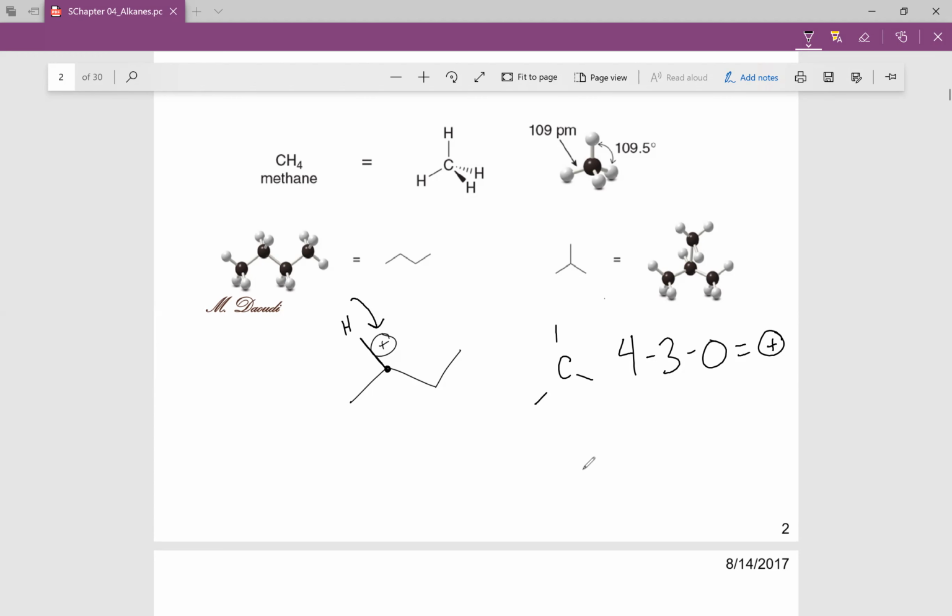Alternatively, if we have a carbon that has a lone pair, so let's say that this one has a negative charge right here, it'll have a lone pair because 4 minus 3 bonds minus 2 electrons in the lone pair equals a negative charge. So if you see charges like plus or minus on a carbon, that tells us that the number of hydrogens that we would expect is slightly altered.